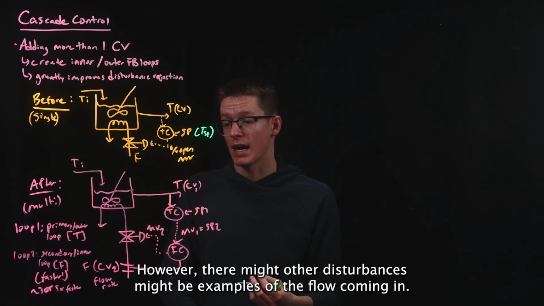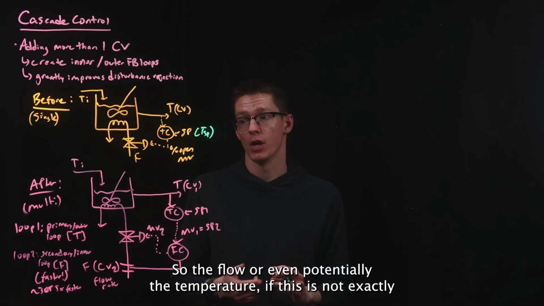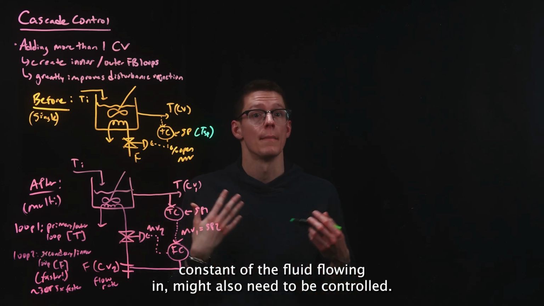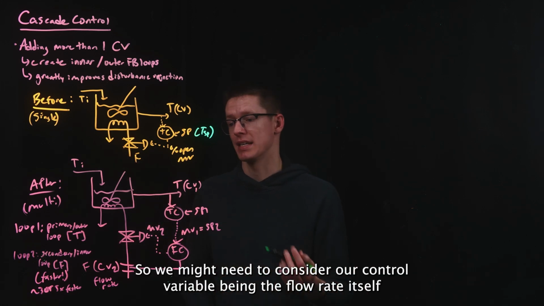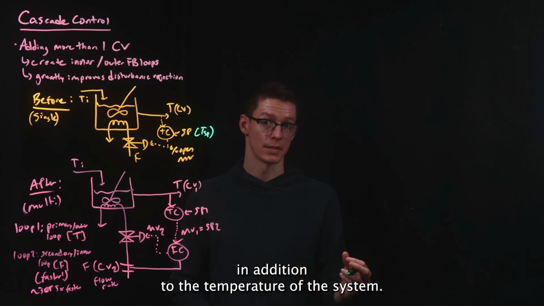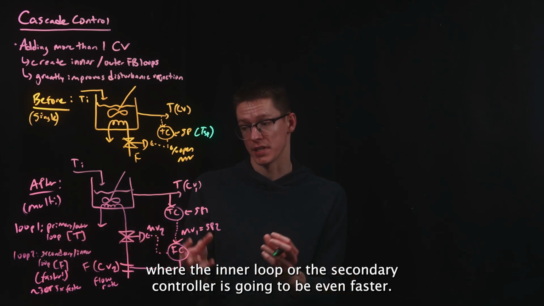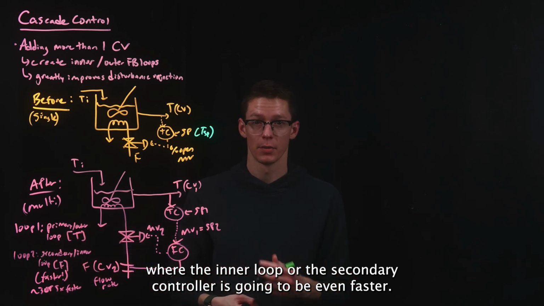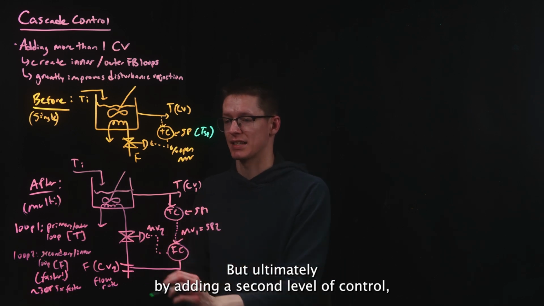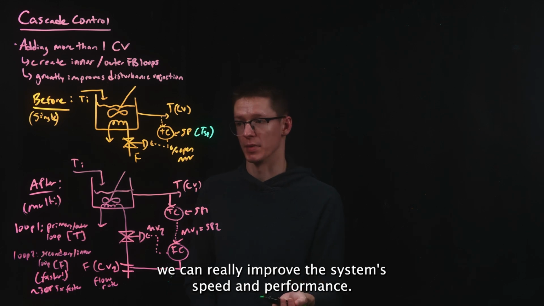However, other disturbances might be examples of the flow coming in. So the flow, or even potentially the temperature, if this is not exactly constant, of the fluid flowing in, might also need to be controlled. So we might need to consider our control variable being the flow rate itself, in addition to the temperature of the system. And when they work together, they can be quite fast and effective, where the inner loop, or the secondary controller, is going to be even faster. Heuristic says about 3 to 5 times faster, but ultimately, by adding a second level of control, we can really improve the system's speed and performance.